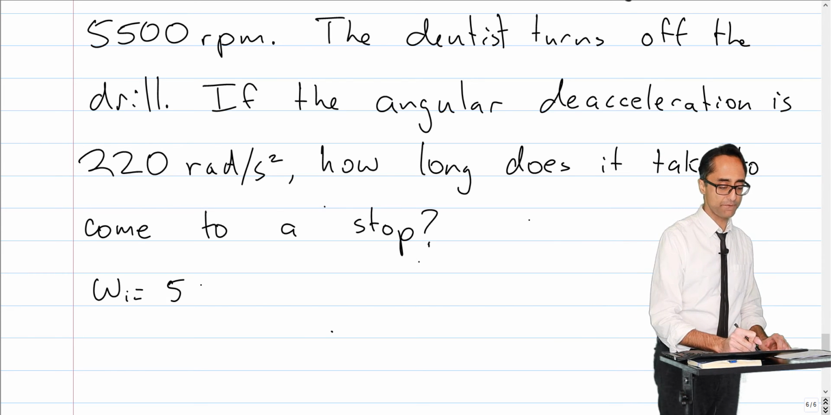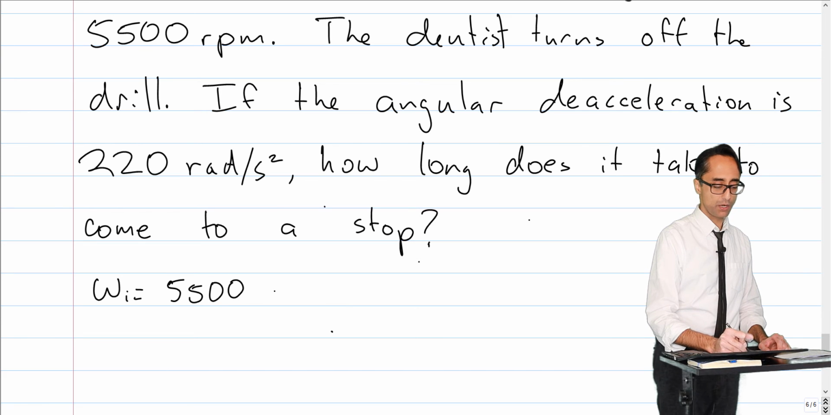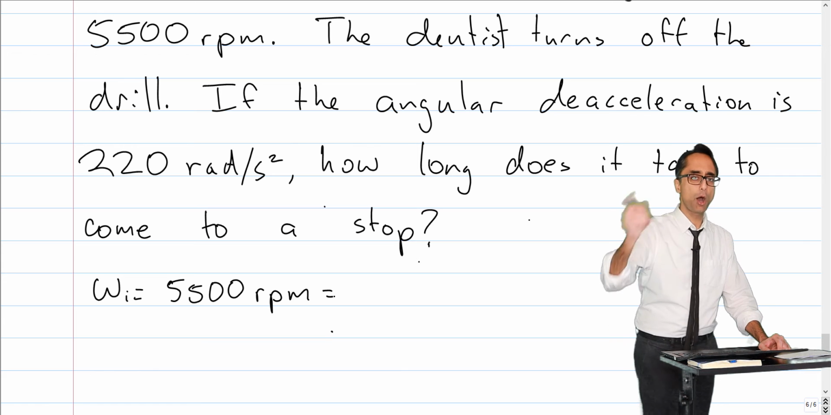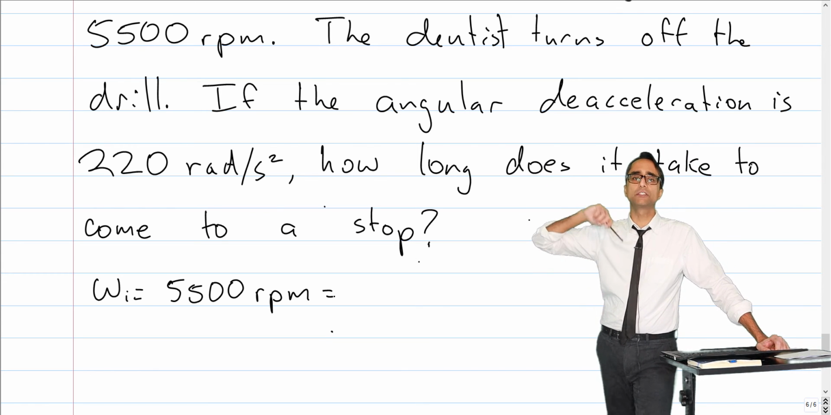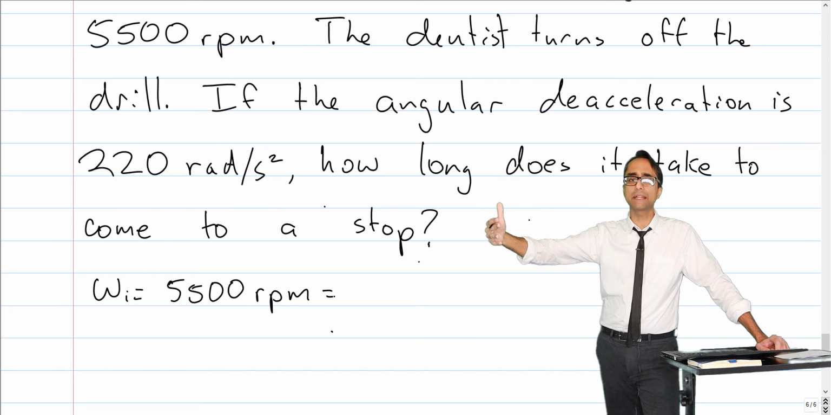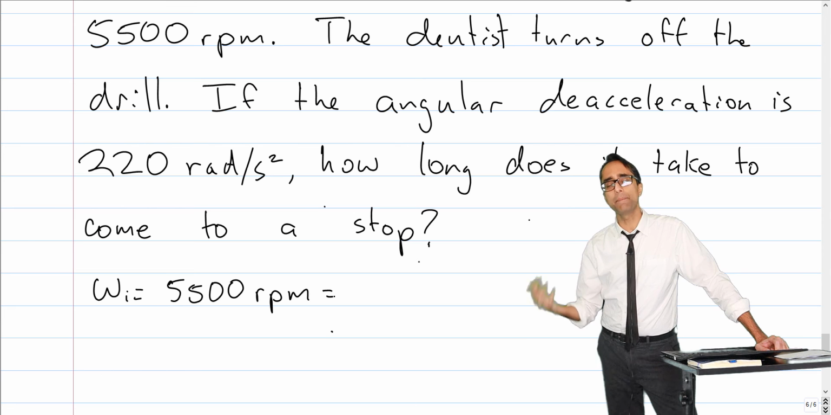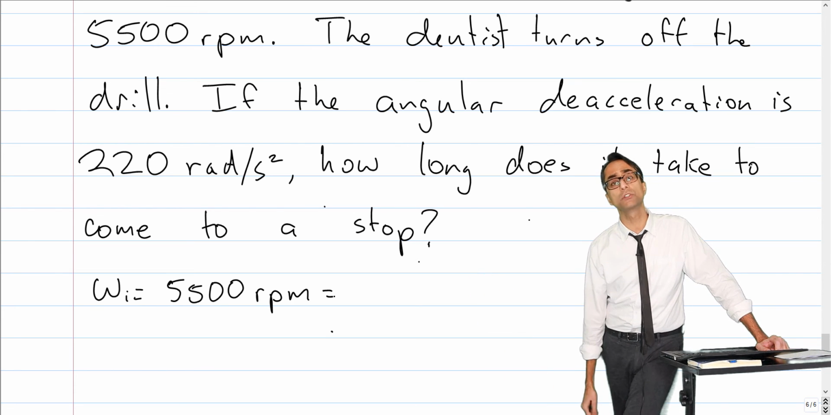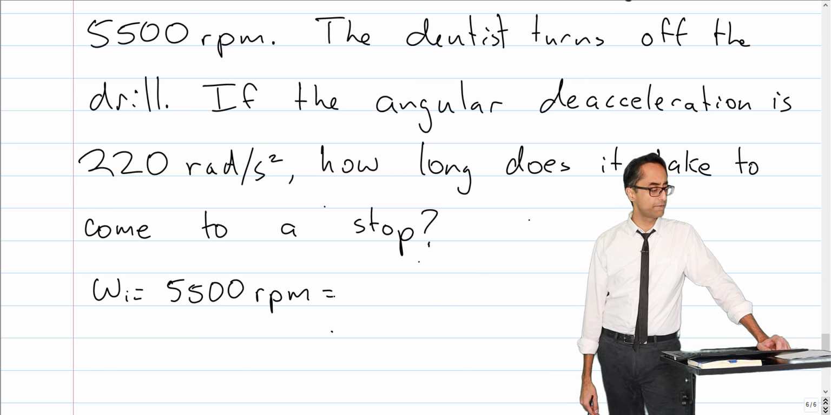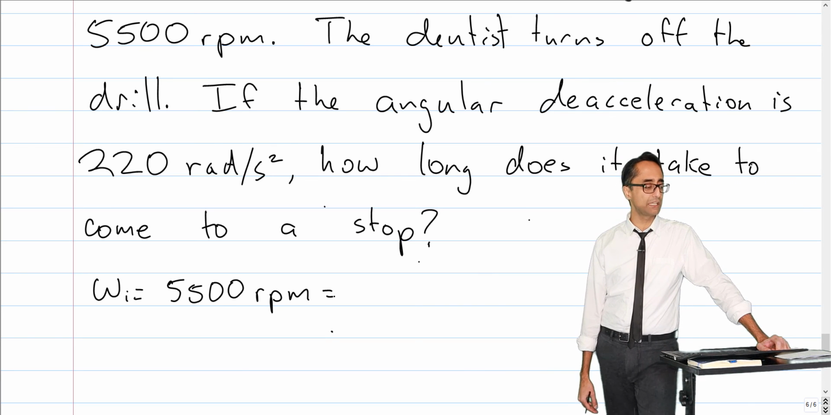I'm starting with 5,500 RPM. Do yourself a favor, pause this video and calculate that in radians per second. This is a problem typically done in SI units. I am not going to do any math with RPM, just as I wouldn't if it was kilometers an hour. And so convert it to radians per second using the method that was shown earlier. Do that now.